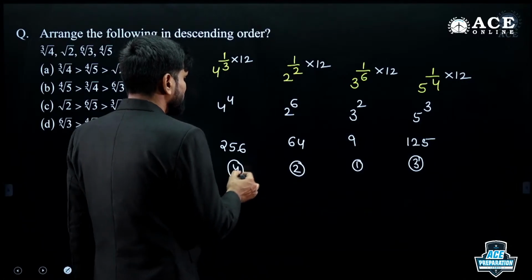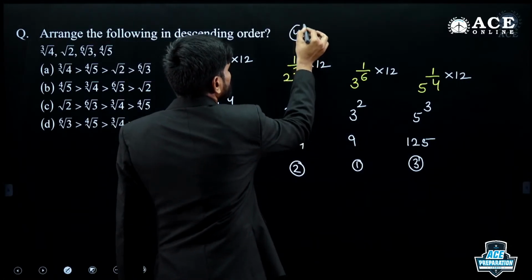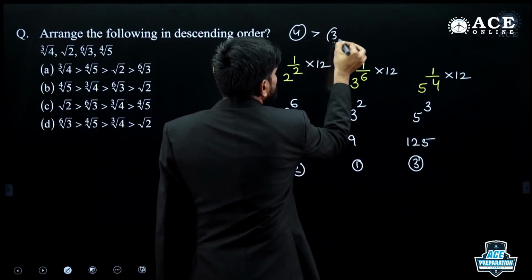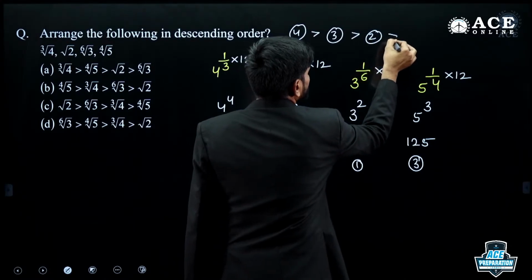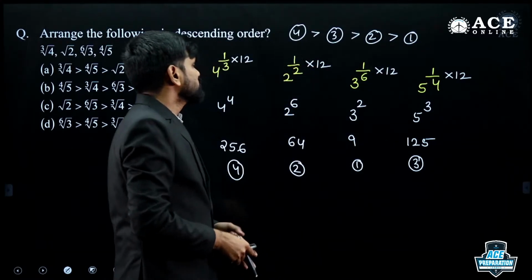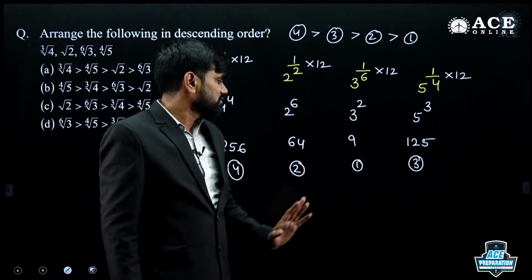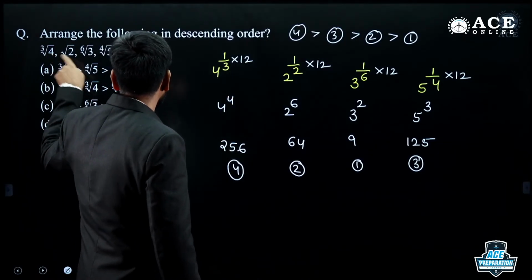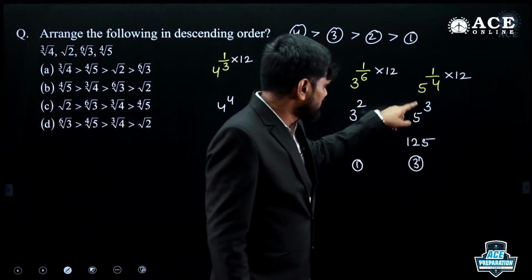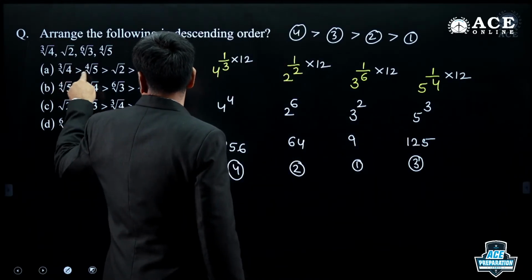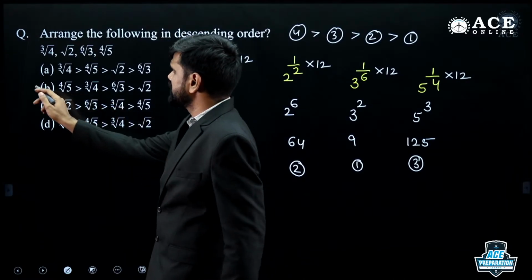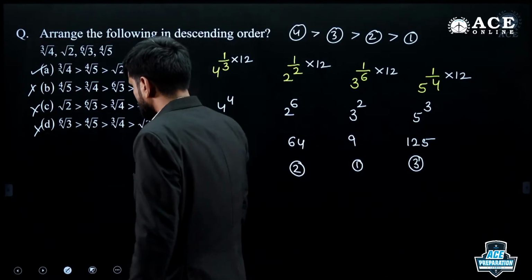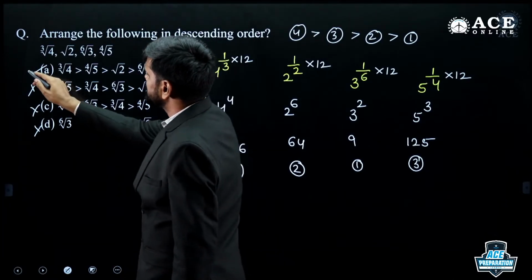So the order: fourth one is greater than third, greater than second, greater than first. So 4 is greater than 3, greater than 2, greater than 1, and which is 4 here? This term. So cube root of 4 must be greater than fourth root of 5. You can eliminate this as well as this as well as this. So cube root of 4 is the highest. Hence I can directly say that this is my answer without going further.